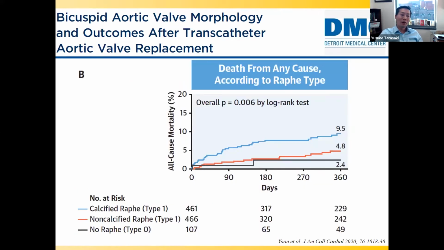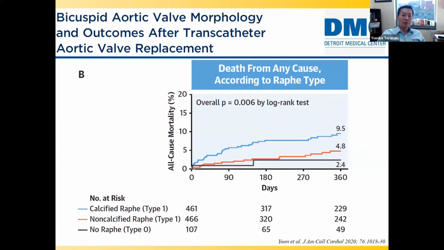What they found was pretty incredible. The patients that had no raphe had the least number of mortalities. When you had a raphe, it actually increased the mortality. And when you have a calcified raphe, it even doubled the mortality rate. And this is all a significant difference.